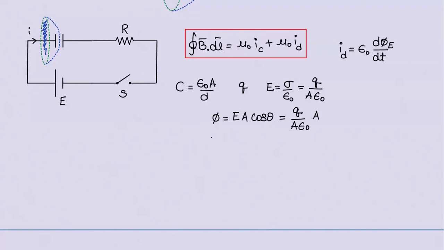Finally, I'll calculate d phi by dt. More precisely, we have to write phi E, because flux means right now electric flux is also there, magnetic flux also there. So observe here, A gets cancelled.